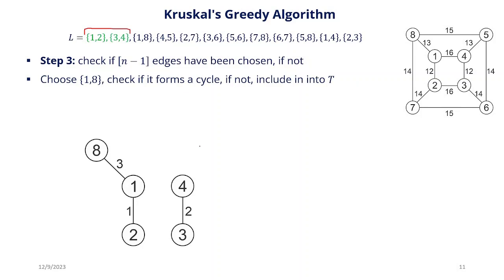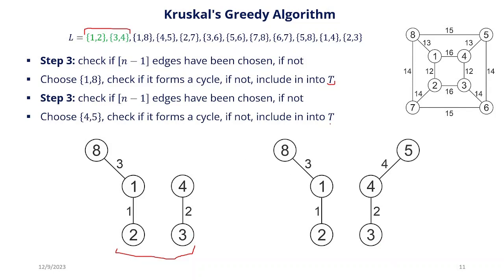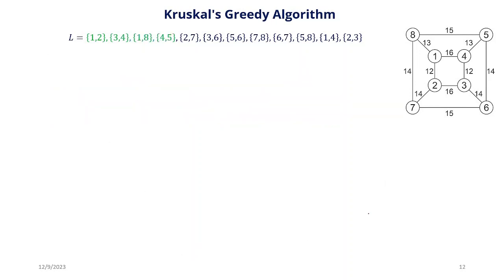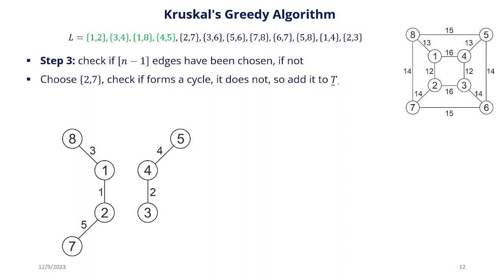Check if it forms a cycle. 1, 8 does not form a cycle, so we take it and include it into T. So what we are building looks like this at the moment. Next thing we look at 4 and 5. 4 and 5 does not form a cycle, so we include 4 and 5 into T, and this is what we have. We are building our spanning tree gradually. So we've taken these 4 and we are not going back to them. Check whether n-1 edges have been chosen or not. Not chosen yet. So we look at 2 and 7, check if it forms a cycle. It does not, so we add it to T. So we have 2 and 7 here.